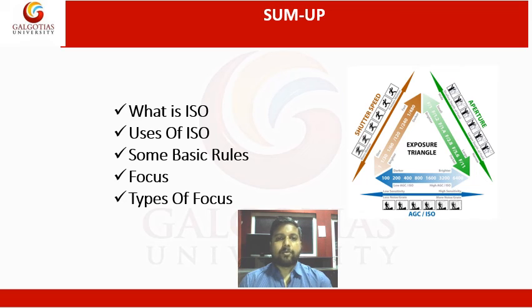So let's sum up what we learned in this presentation. First, what is ISO? What is the use of ISO? Some basic rules of using ISO. What is focus and what are the types of focus? That means manual and autofocus, and the use of ISO in a darker space or in daylight. So I think all these points are clear from my side, and I hope you all understood what I tried to teach you in this presentation.